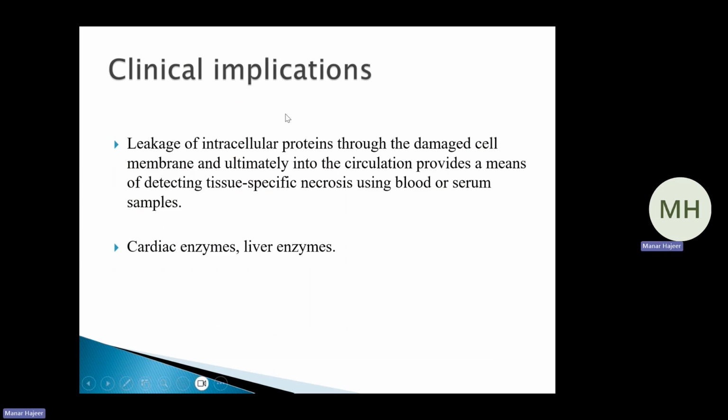The clinical implications of cell injury: it is important to detect the site of injury because, as I said, when the injured dead cells have membrane dysfunction, the cellular content or cellular enzymes will leak out and gain access to the bloodstream. We can detect them by serum samples. For example, if we have a myocardial injury in the heart after cases of myocardial ischemia or myocarditis, we can detect or نتأكد إنه في injury by detecting the cardiac enzymes in the blood.